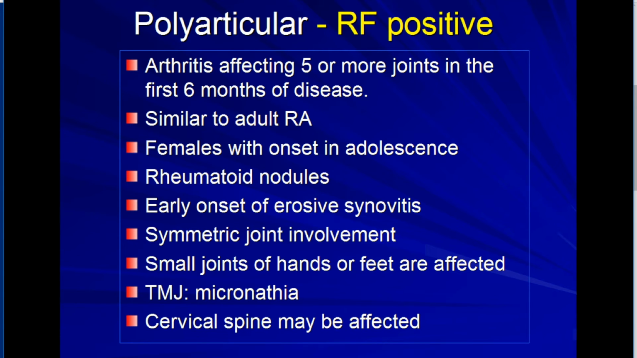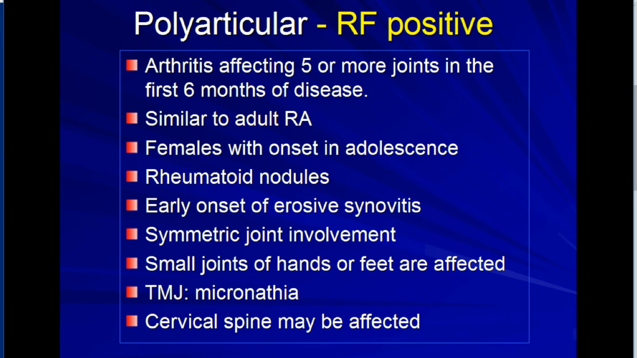It's very similar to adult RA. Usually it's girls, and it starts in adolescence. They may have rheumatoid nodules, which don't really have any rheumatoid factor or anything in them. They're not in joints, they're near joints, but they basically have a bunch of giant cells in them, and they have early onset of erosive synovitis.